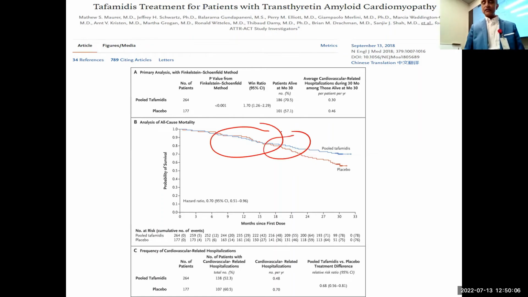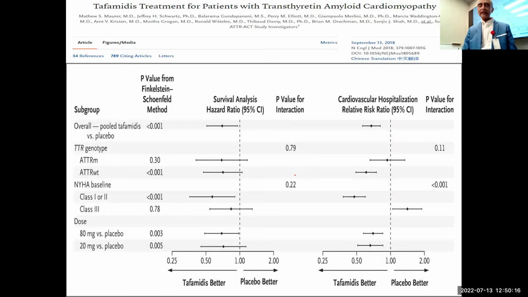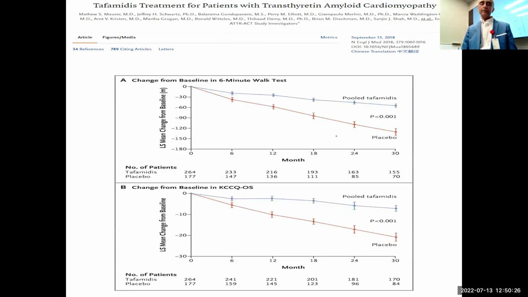It's really later, if you wait long enough and keep them on it long enough, that you start to see that there is a survival benefit from being on modern therapies for ATTR amyloidosis. Certainly, hospitalizations are substantially reduced with early initiation, and the earlier we can start these therapies, the more effective they'll be.